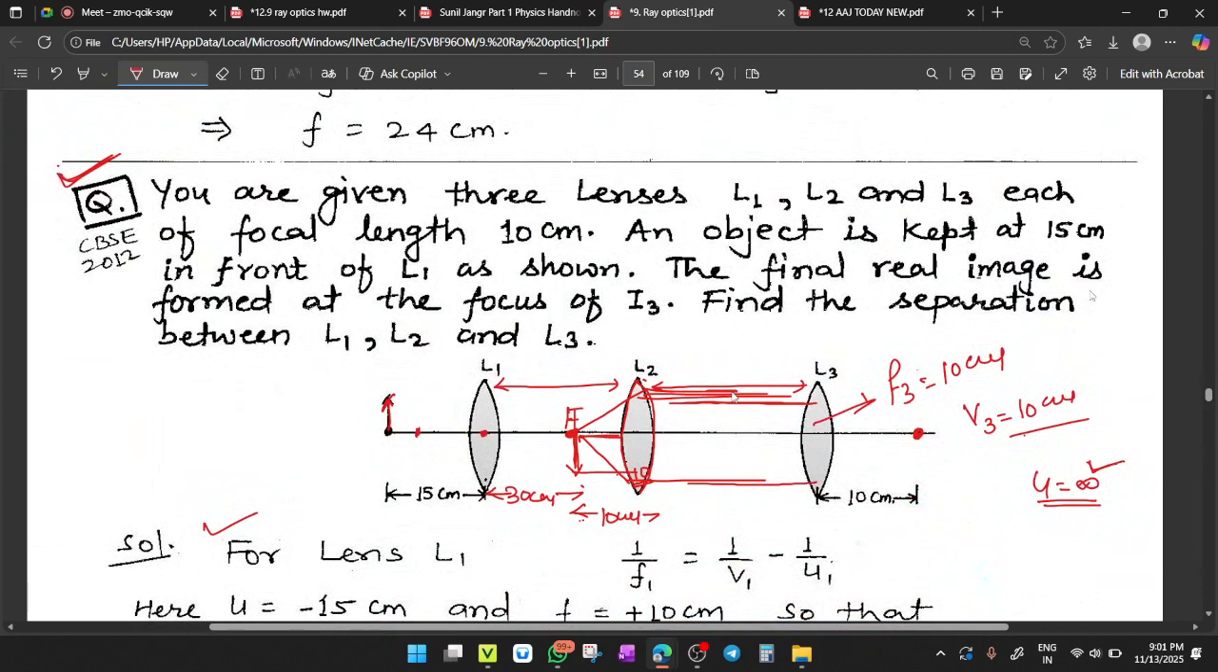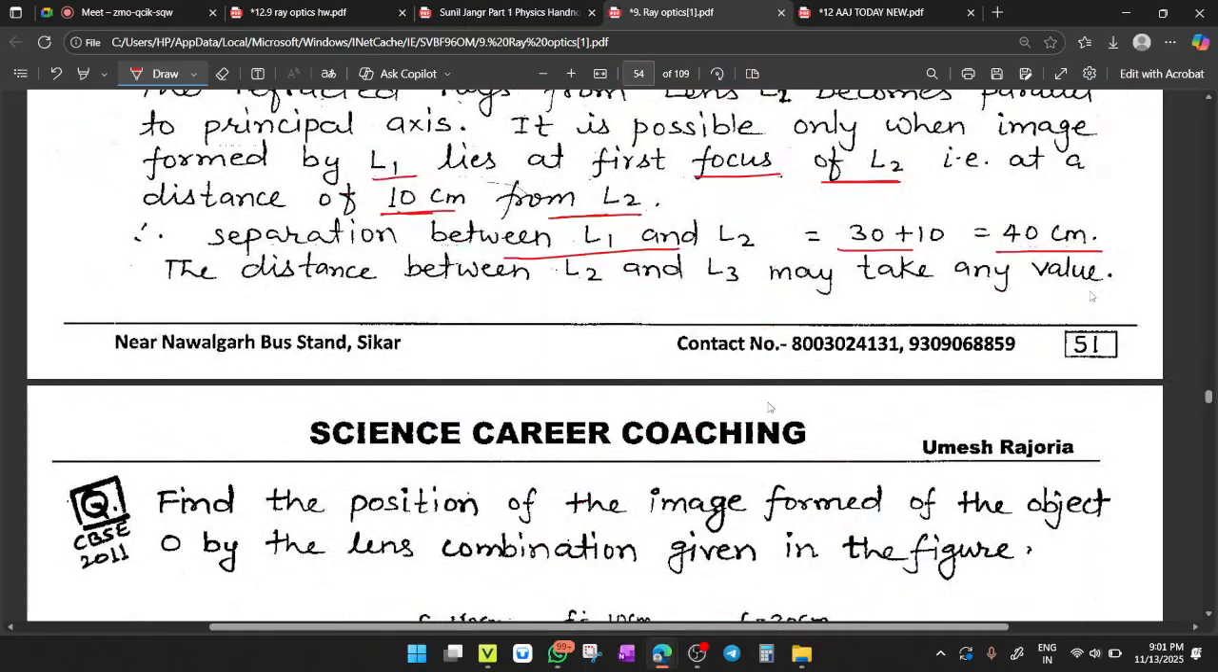Now the rays are parallel, so it can have any distance because parallel rays are always parallel. So there is no effect of changing this distance. So the distance between L2 and L3 can be anything, it may take any value.